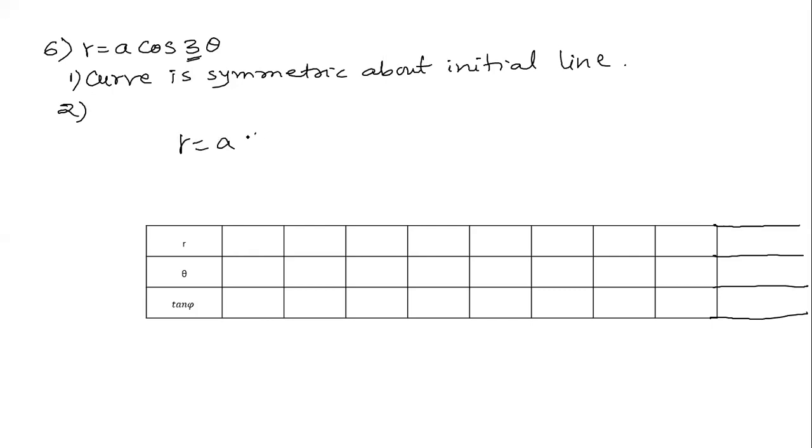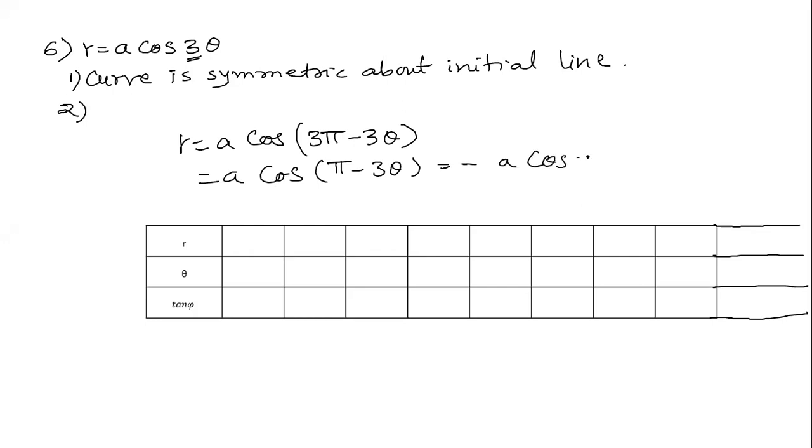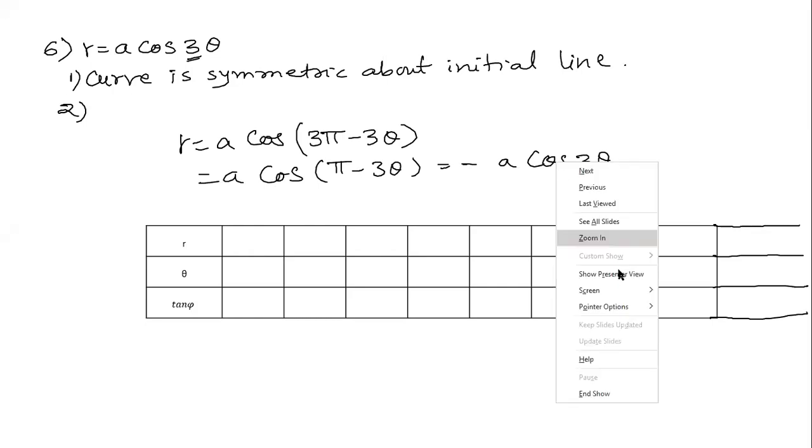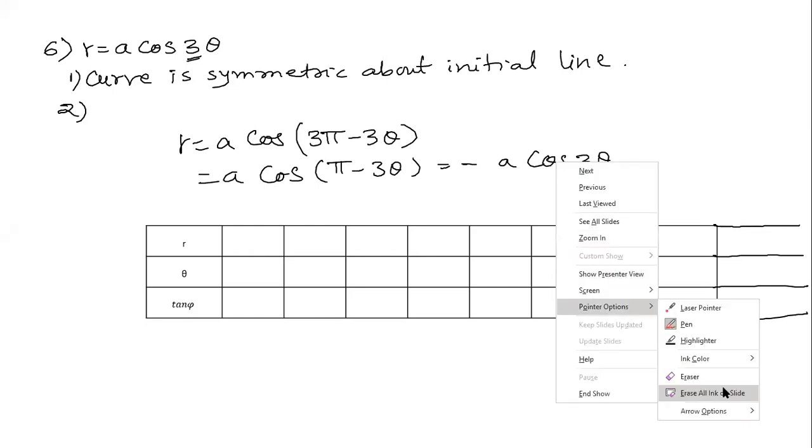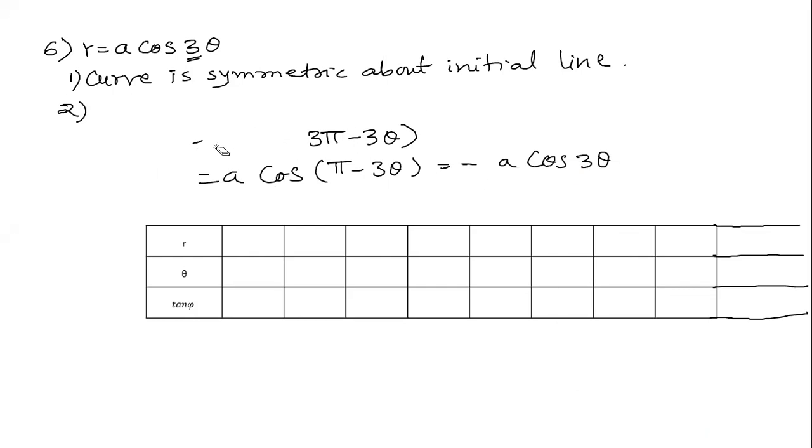r is equal to a times cos of 3 pi minus 3 theta. So this is r is equal to a times cos of pi minus 3 theta. So I think cos of pi minus 3 theta is minus cos 3 theta, so minus a cos 3 theta. We are getting something different. So we are not going to say anything about this and just move further here.